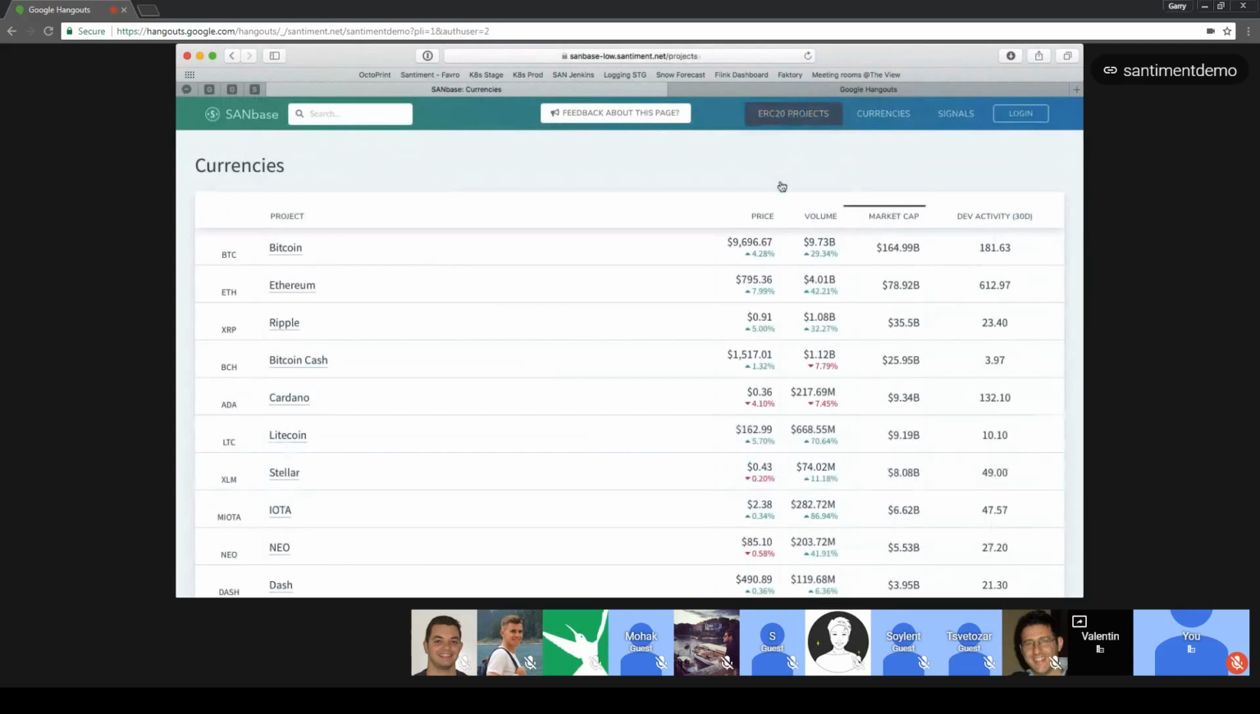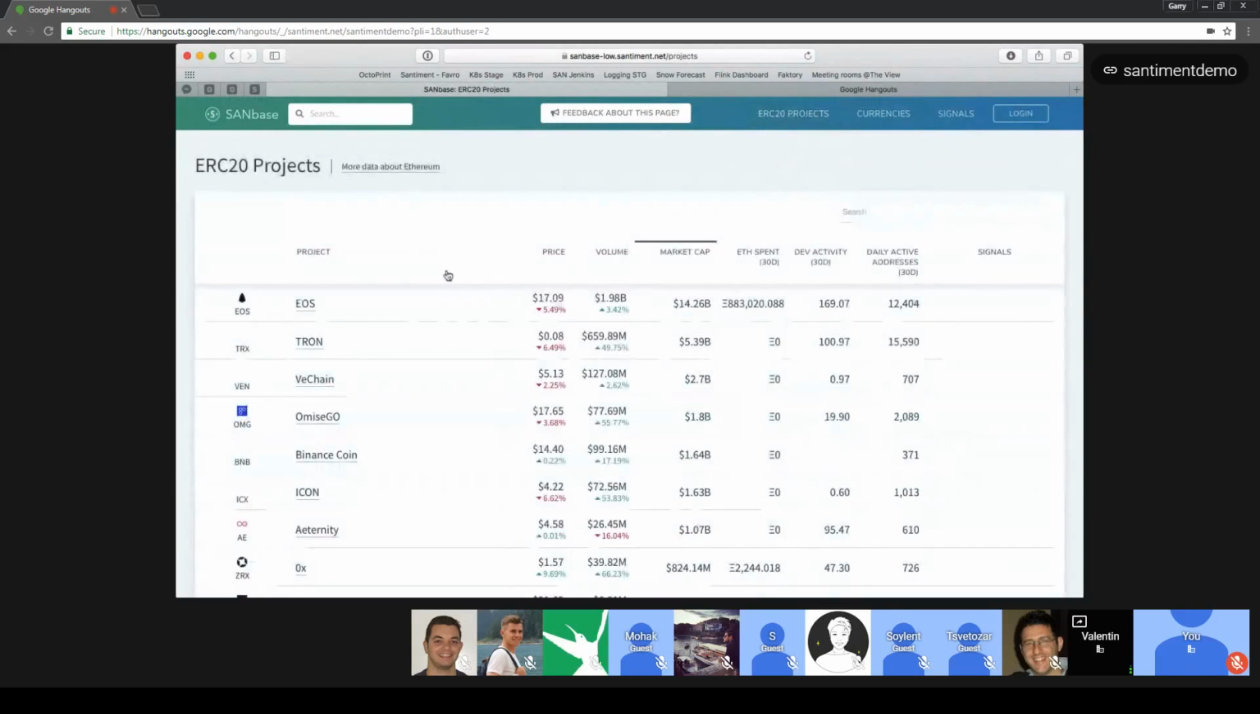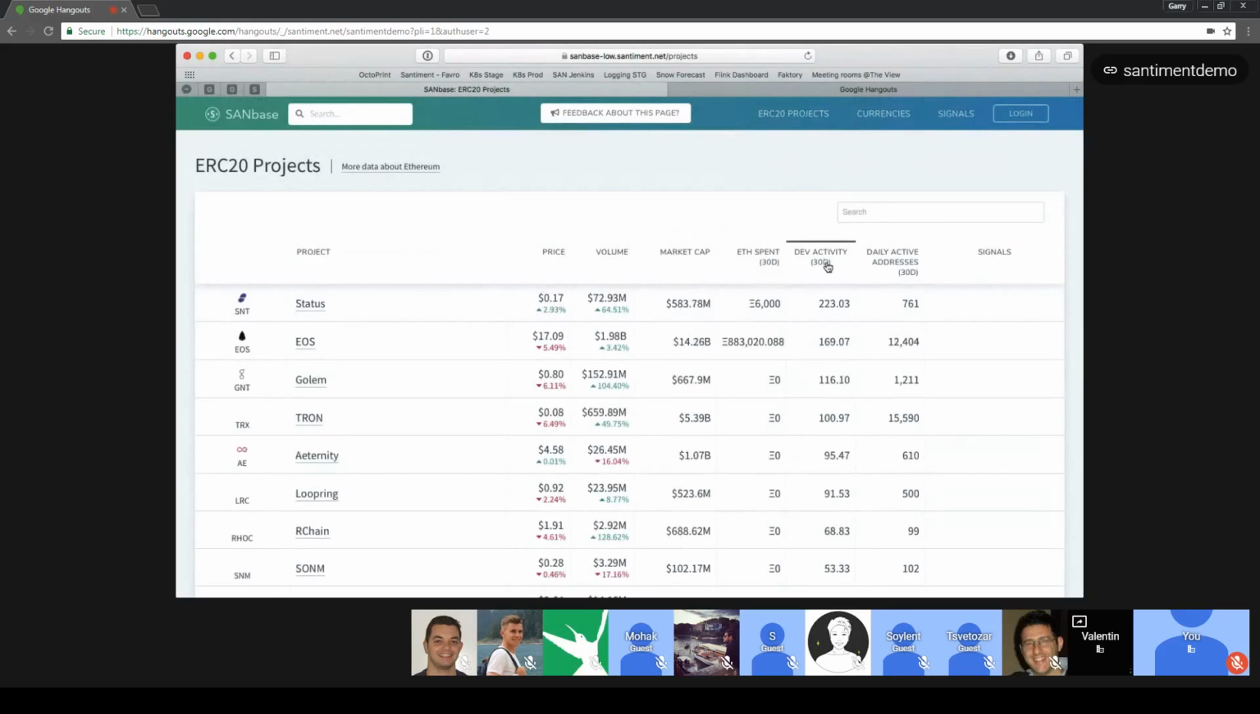So how can you use this? Here, for example, let's take the ERC20 projects. One thing that you can easily do on the screen is, for example, sort the projects by development activity.